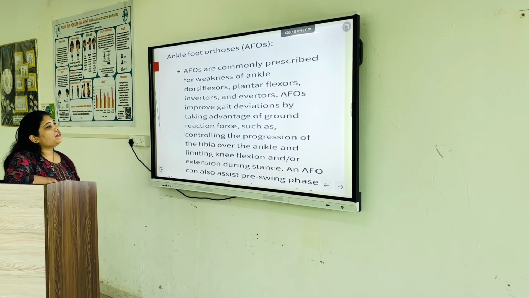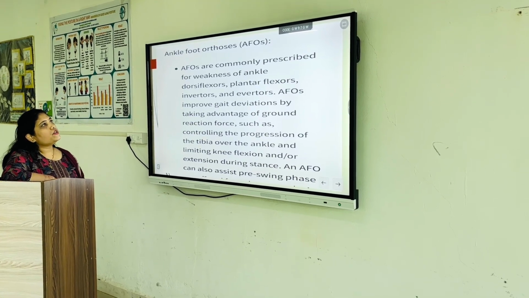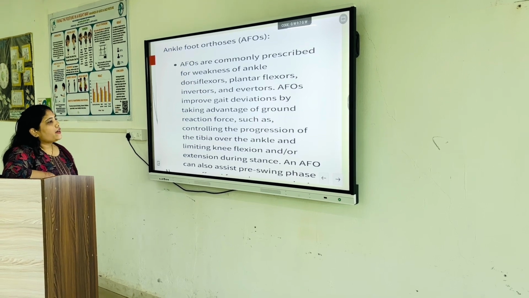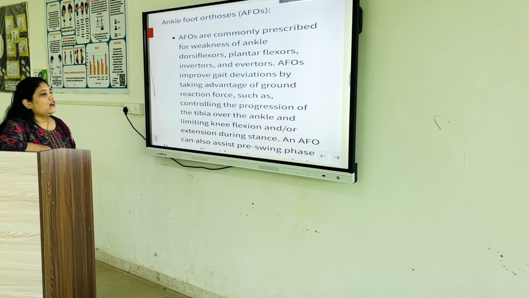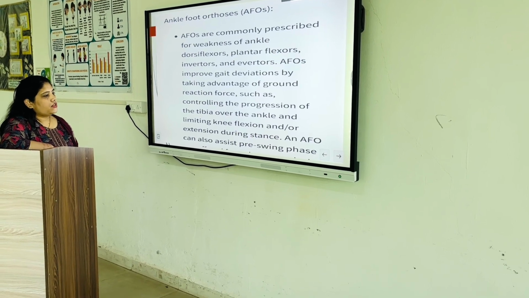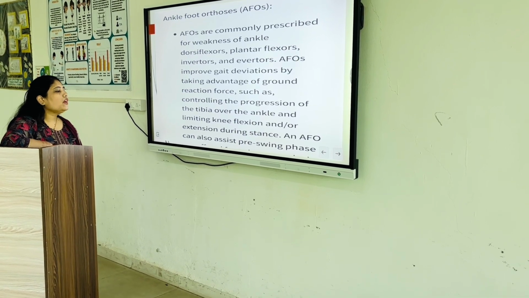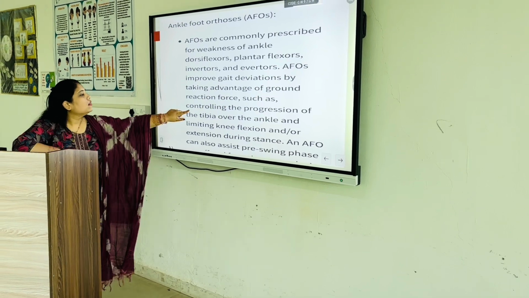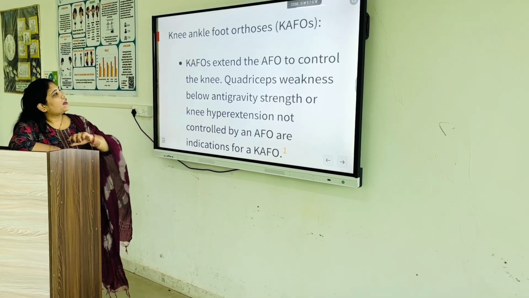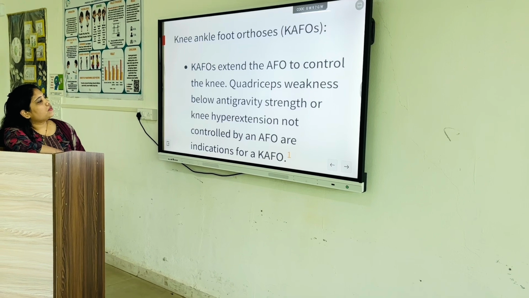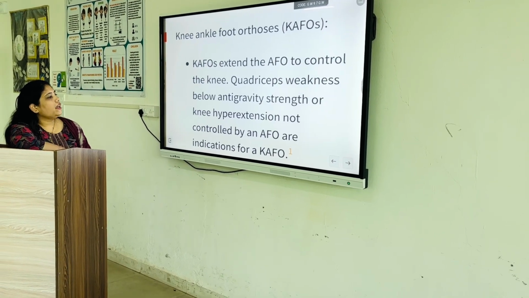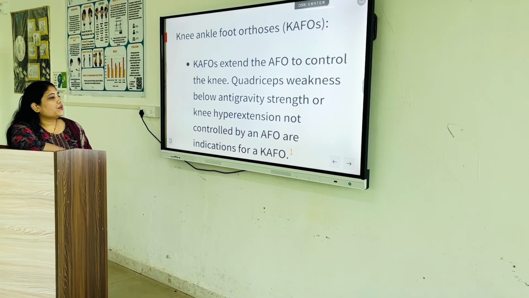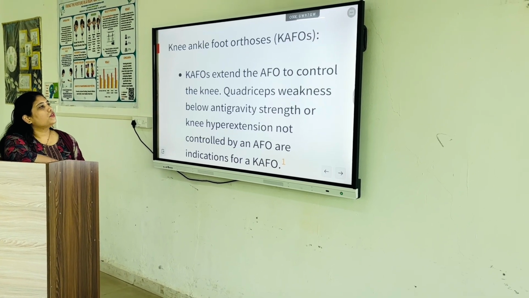AFOs improve gait deviations by taking advantage of ground reaction force, such as controlling the progression of the tibia over the ankle and limiting knee flexion and extension during stance. An AFO can also assist free swing phase. KFO and KAFO extend the AFO to control the knee. Quadriceps weakness below anti-gravity strength or knee hyperextension not controlled by an AFO are indications for a KFO.